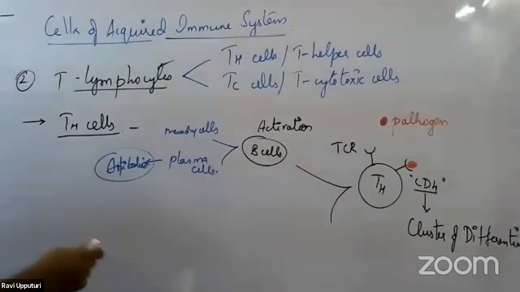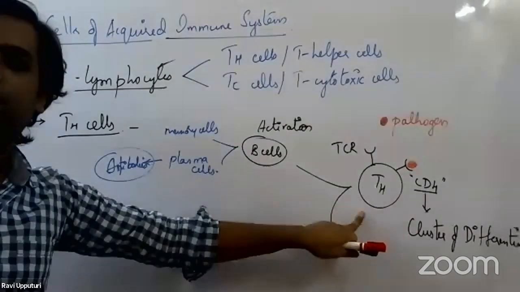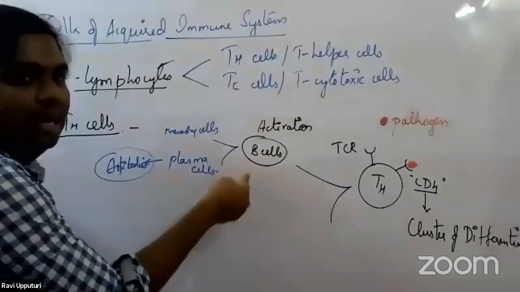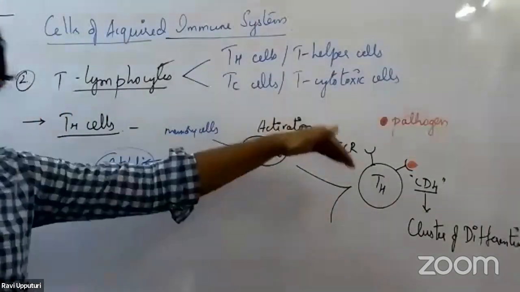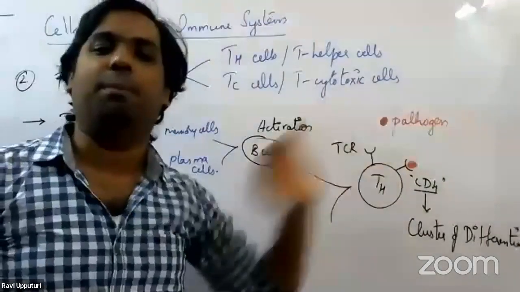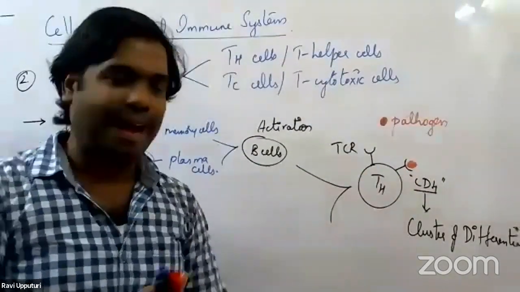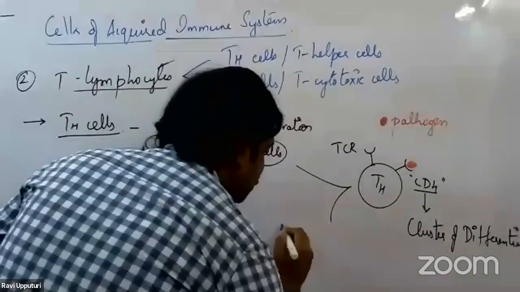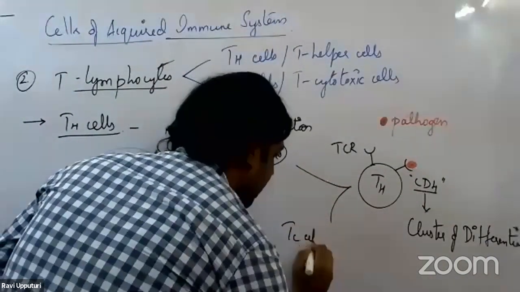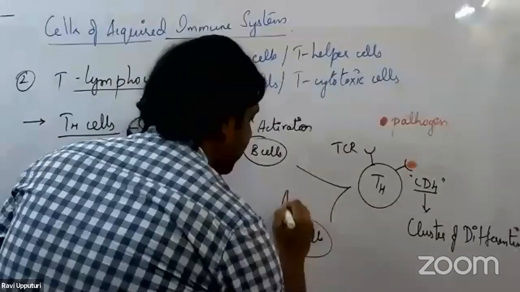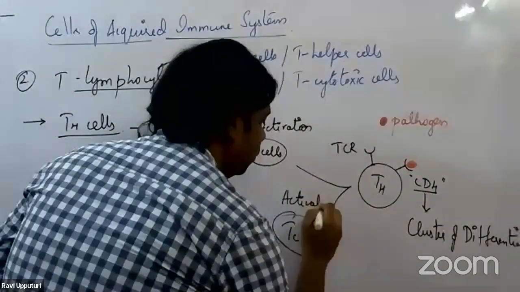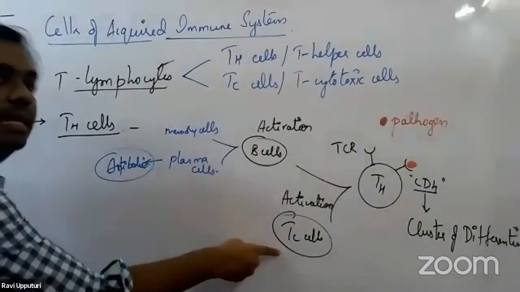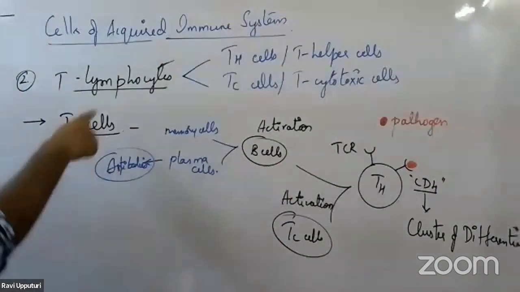This is one way the T helper cell works. The reason we call it helper is that it is helping the other cells to recognize the pathogen and fight against it. The second way it acts is that it brings about the activation of TC cells. Once the TC cells get activated, I think we can complete it here itself.